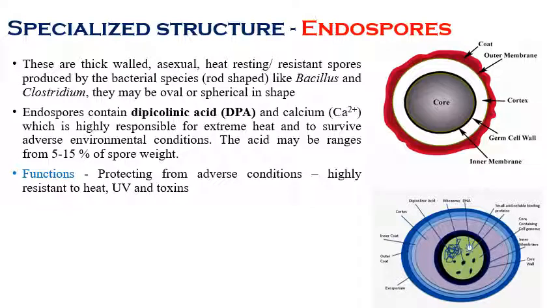The dry weight of the endospores ranges from 5 to 15% of the bacteria. Due to the presence of dipicolinic acid, the bacteria can survive in extreme environmental conditions. Whenever favorable conditions occur, the endospore can germinate and produce a new bacterial cell. The main function is protection against adverse environmental conditions, especially heat, and it is highly resistant to heat, UV and toxins. So these are the different types of functional organelles present in the bacteria.